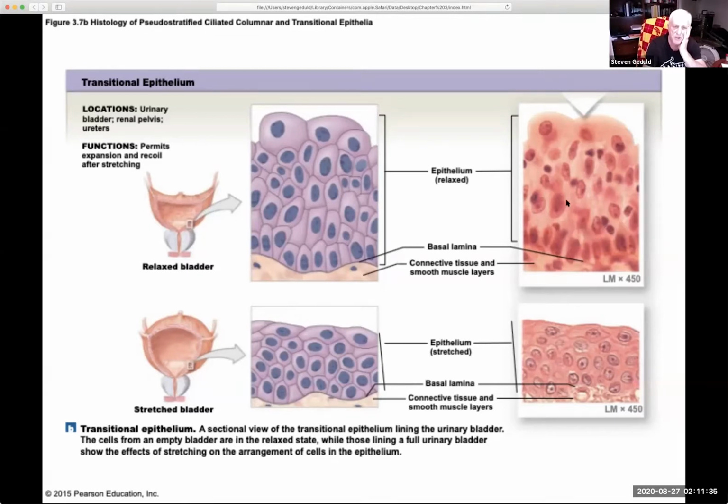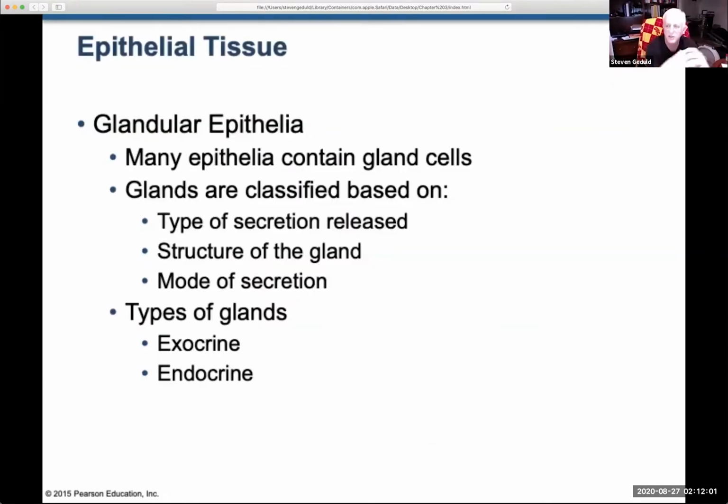Okay? This is transitional, different types of cells inside of there. And again, this is in the relaxed bladder. Now, when it starts to stretch, these cells start to become flat. Okay, so you might guess squamous, but they're not. They're transitional because when it goes back again, it goes back to this almost cuboidal shape. So this is transitional epithelium. One place you're going to find it is in the urinary bladder because it has the ability to stretch. As it stretches, it changes shape.